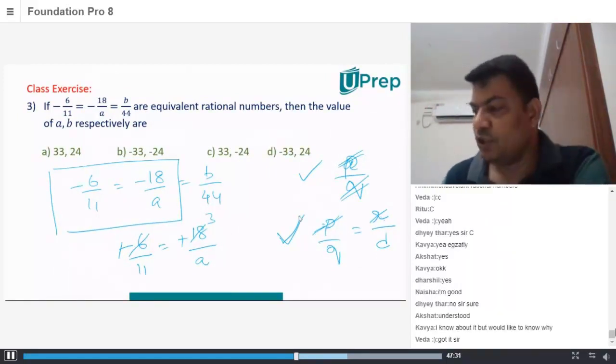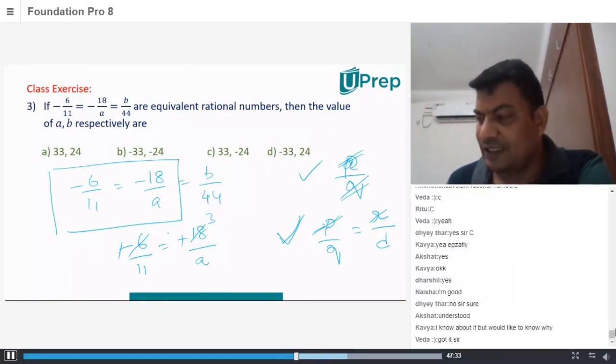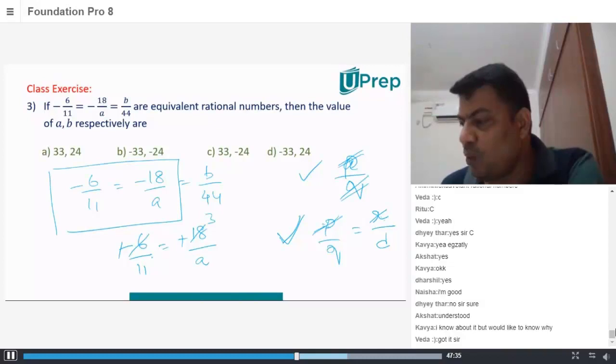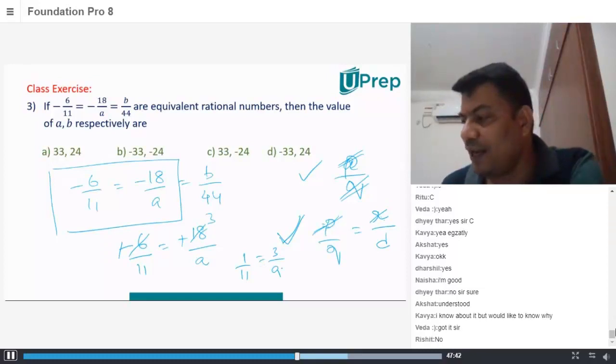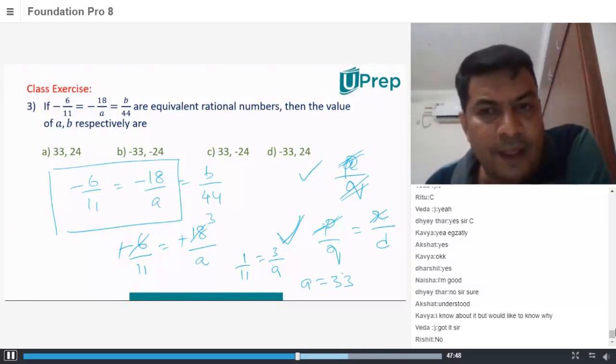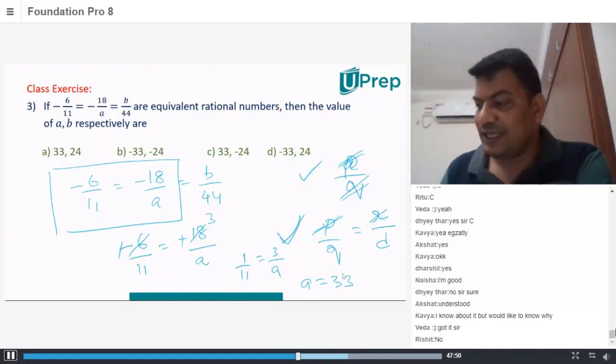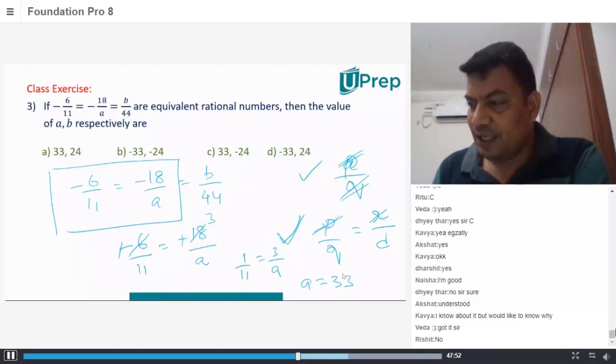Okay, good. So basically 6 ones are 6, 6 threes are 18. Therefore, you have 1 by 11 is equal to 3 by A. If you cross multiply, A into 1, A is equal to 3 into 11 is 33. That's how you quickly get A is 33. Now if you understand that, your second answer will be very easy because you can do it orally. 11 ones are 11, 11 fours are 44.